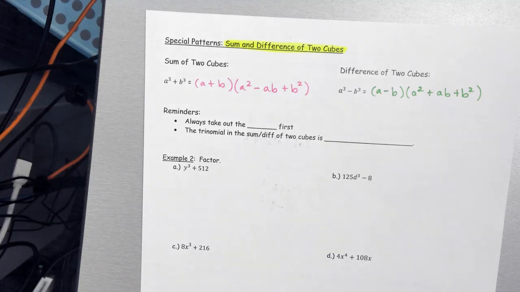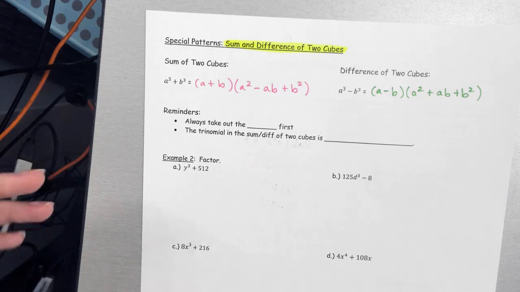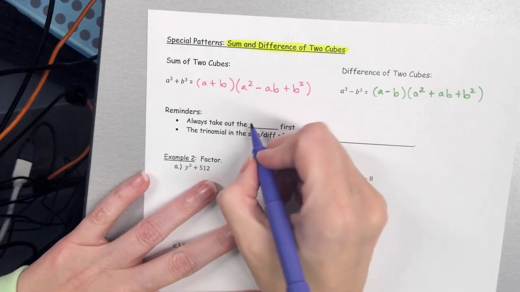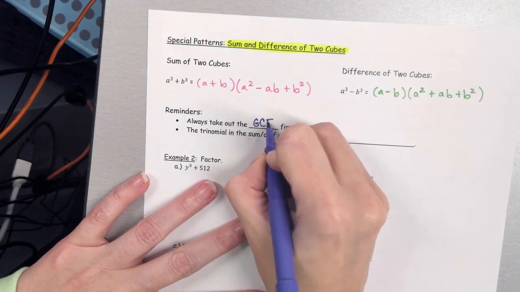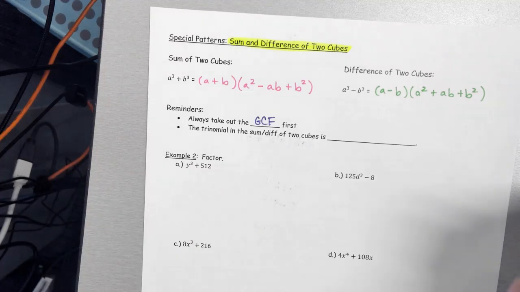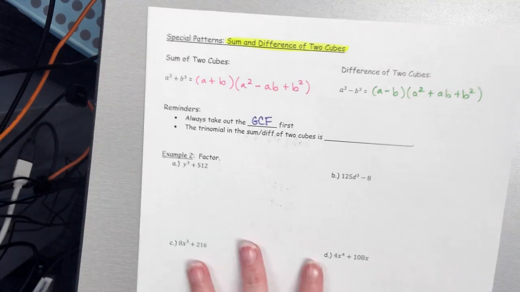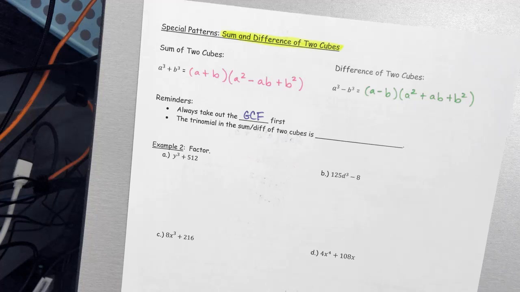Okay, so our reminder for these, which you're going to hear me say a lot today, is you've got to take out that GCF first. You have to look for what they have in common. Sometimes people are like, oh, there's no special pattern here, I can't do that part. That's because you got to make sure that you have your GCF out so that you can see some of those special patterns.